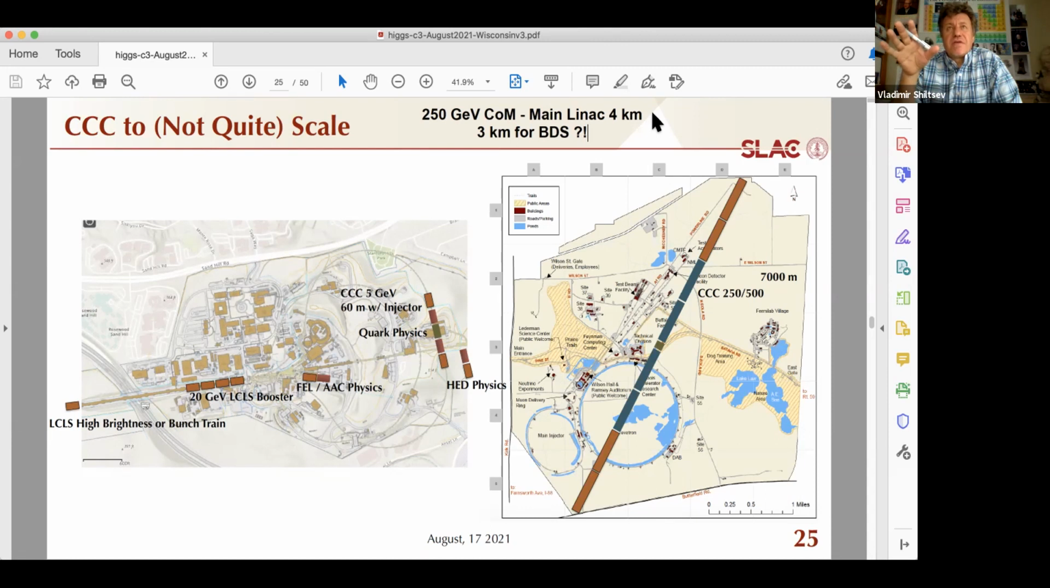Okay, let me reformulate the question. The cost of the main LINAC in your scenario, the CCC option, and the cost of the main LINAC for the CLIC klystron-based option, say reduced to 250 GeV, how different are they? I suspect that you're proposing something cheaper and more cost effective, but I don't understand what the scale of the saving is, and where it comes from.